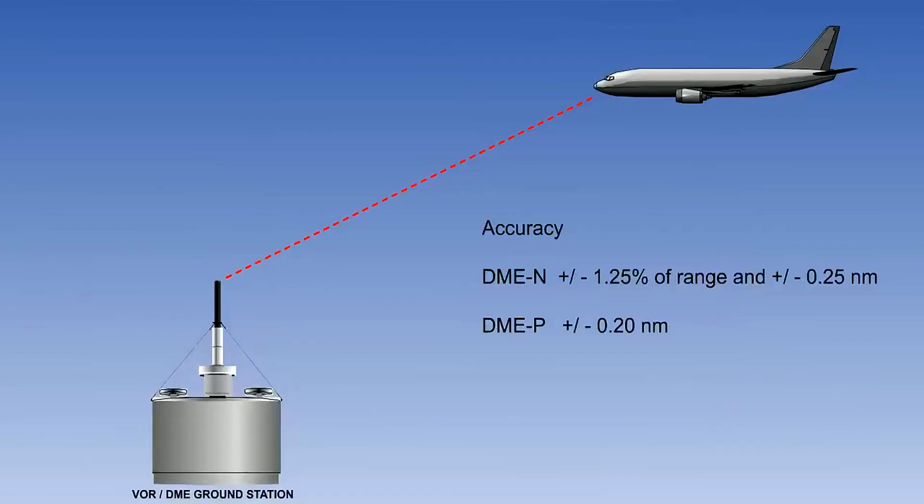Based on a 95% probability, the system accuracy for DME used for navigation should give a total system error not exceeding plus or minus 0.25 of a nautical mile or plus or minus 1.25% of range, whichever is larger. This is called DME-N, where the N stands for narrow spectrum. Precision systems, DME-P, should have errors not exceeding plus or minus 0.2 of a nautical mile.